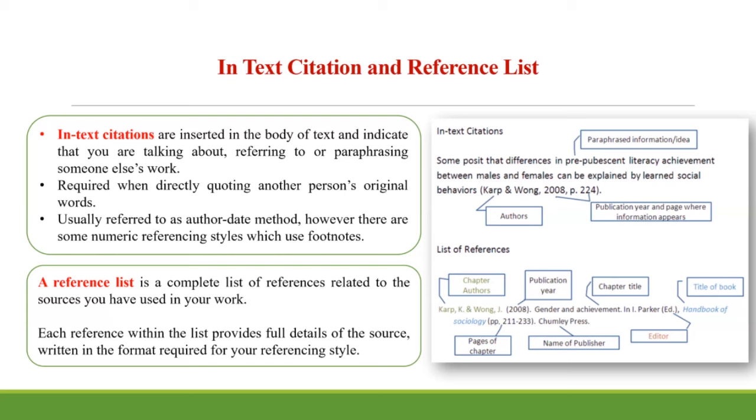The reference list is the complete list of references provided at the end of the document that gives the full details of all the sources cited. They follow a specific referencing style, for example, APA, MLA, or the Vancouver style. All these are different referencing styles. The in-text citation provides brief credit inside the text, whereas the reference list gives complete detail at the end of the document. You can see in this reference the chapter, the author names, publication year, the title of the chapter, the title of the book, the pages of the chapter, and also the name of the publisher. This is the complete reference provided at the end of the document.